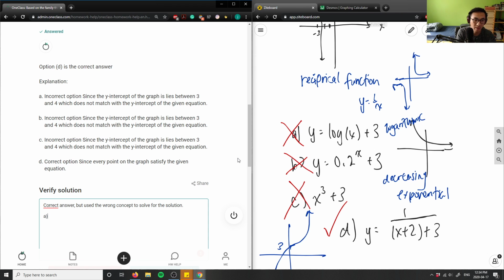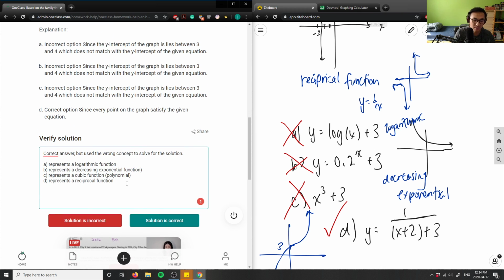of the function, right? So A represents a logarithmic function. B represents a decreasing exponential. C represents a cubic function, polynomial. And D here represents a reciprocal function, right? Sorry, reciprocal spelled like that. So in this case, based off the graph, D is the only valid answer.